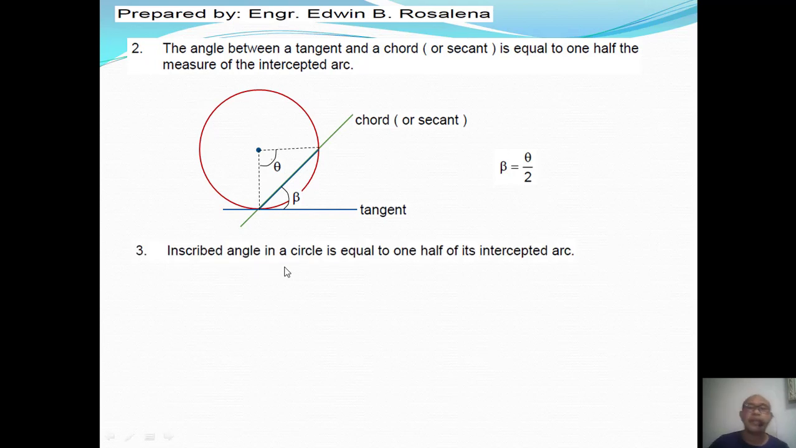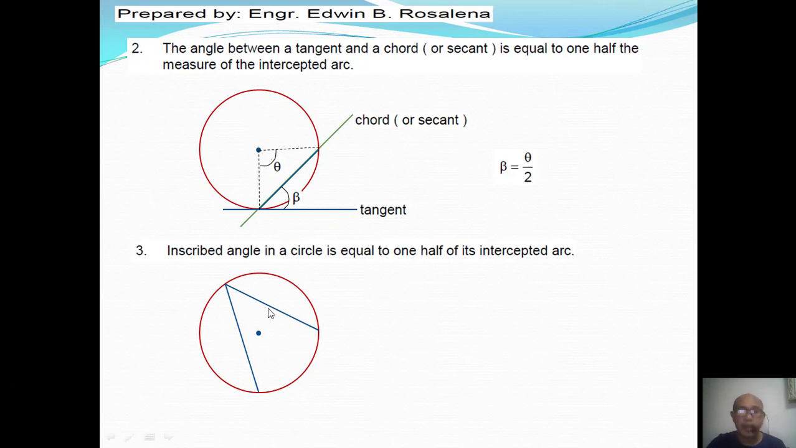Number 3, an inscribed angle in a circle is equal to 1/2 of its intercepted arc. So what is an inscribed angle of a circle? If we have a circle and then we draw an angle inside such that the vertex of that angle lies on the circumference of the circle, then we call it an inscribed angle. So the blue angle here is an inscribed angle of the circle. Now, take note that this is the intercepted arc of the inscribed angle, from this point up to this point.